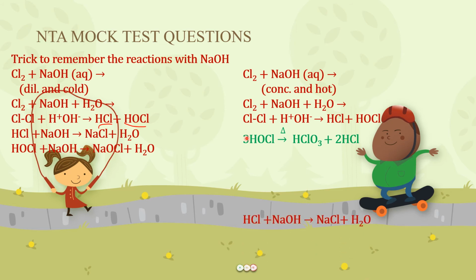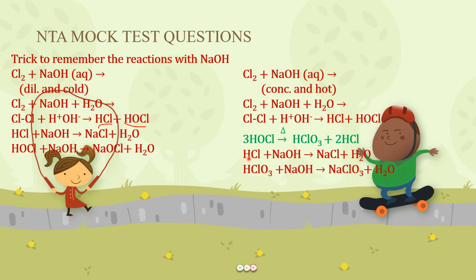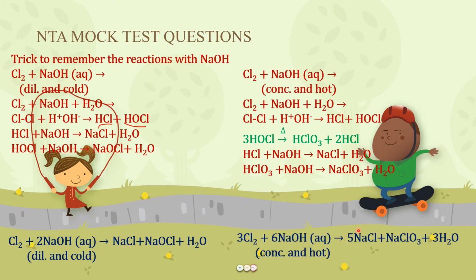Okay. And then it is again very easy. HCl plus NaOH gives us NaCl plus water, and HClO3 plus NaOH gives us NaClO3 plus water. So the two reactions are chlorine plus NaOH aqueous giving us NaCl, NaOCl and water, whereas in the other case it will be NaCl, NaClO3 plus water. I hope this is clear, and if you compile all of these together, you will be able to balance the reactions very easily in the various steps.